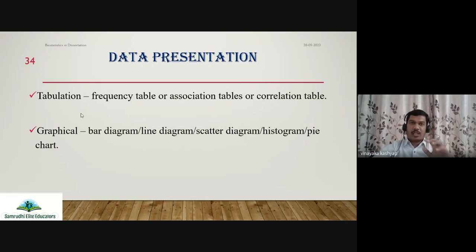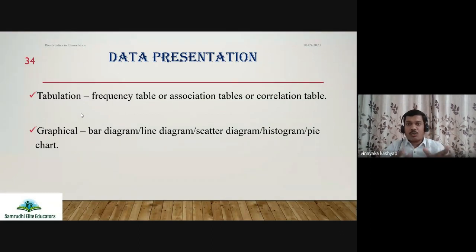Now data presentation. You collected the data, entered it in the master chart, and done the analysis. Now how will you present it? You will present it in the form of a table. The table can be a frequency table, which gives you the number and percentage. For example, less than 30 years, 10 patients; 31 to 40 years, 20 patients; 41 to 50 years, 80 patients; more than 60 years, 10 patients. You write the age group, then the number, then the percentage. Male 50 patients, 50%, or female 40 patients, 40%, that is called a frequency table.